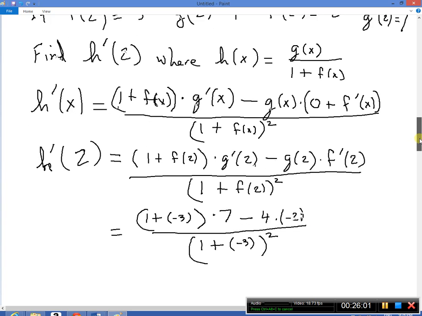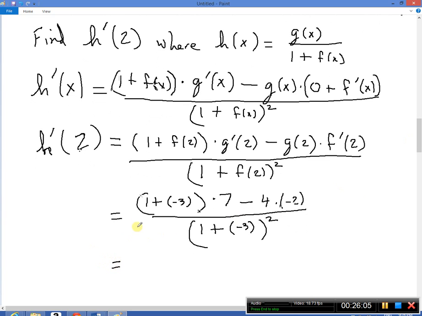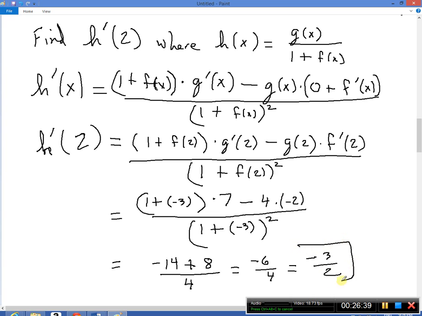Okay, now I'm ready to calculate that. So this is going to be 1 minus 3 is negative 2 times 7 is negative 14 minus, this is going to be minus 4 times minus 2, which is plus 8. And that's going to be divided by 1 minus 3 is negative 2, squared is 4. So this is minus 14 plus 8, which is negative 6 over 4, which reduces to minus 3 over 2. And that is it. That's the answer.